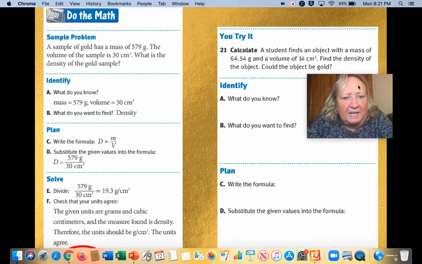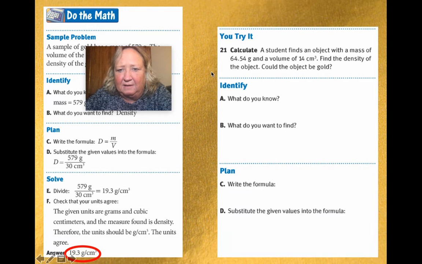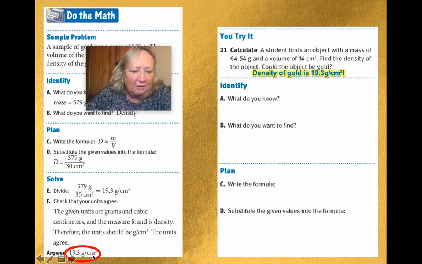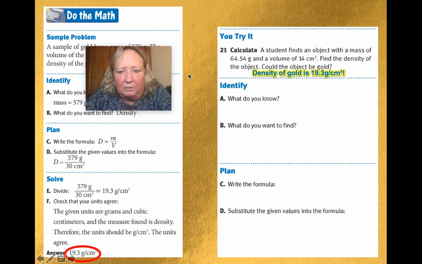You have a sample of gold that has a mass of 579 grams. Its volume is 30. What is the density? Well, hopefully you remember if you did your IXL, it's mass divided by volume. 579 divided by 30 would give you, sorry guys, a density of gold of 19.3. Okay, there we go. 19.3 grams per cubic centimeter is the density of gold.